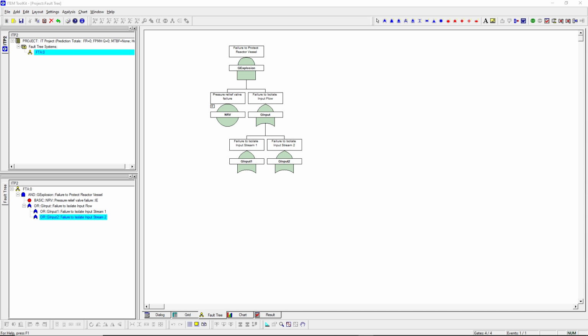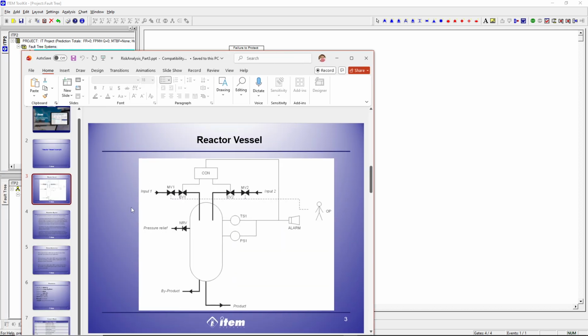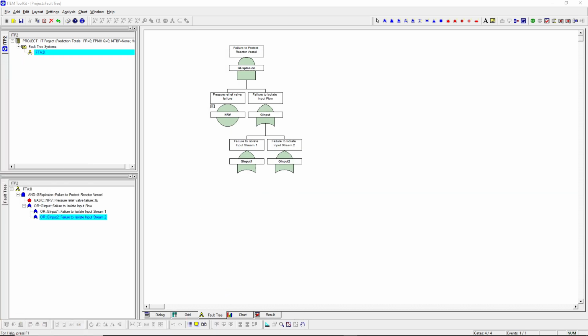Now, let's drill down into the next logical layer by examining G input 1. We need to determine the immediate, direct reasons why the flow through input stream 1 might fail to stop. Looking at our system configuration, input stream 1 is protected by two distinct inline valves, the manual valve, MV1, and the electronic emergency valve, EV1.